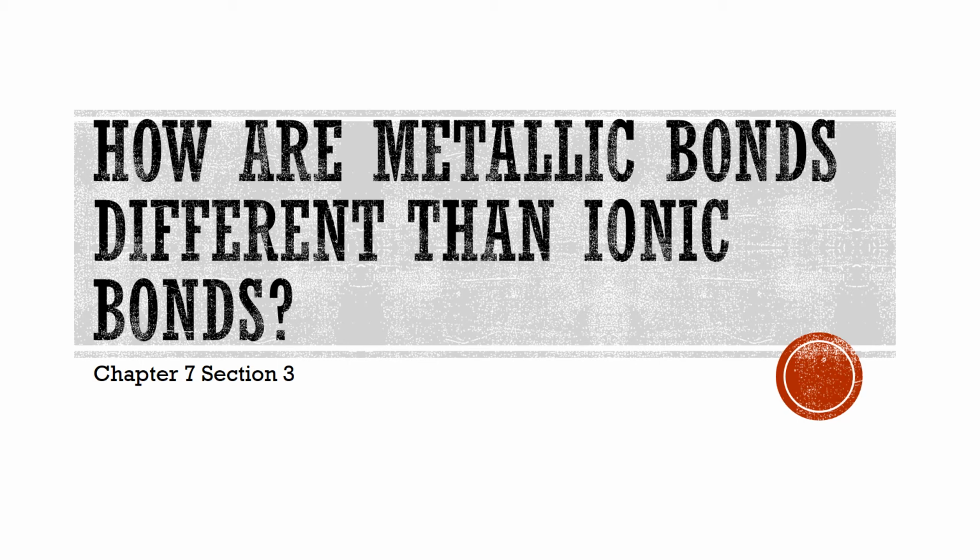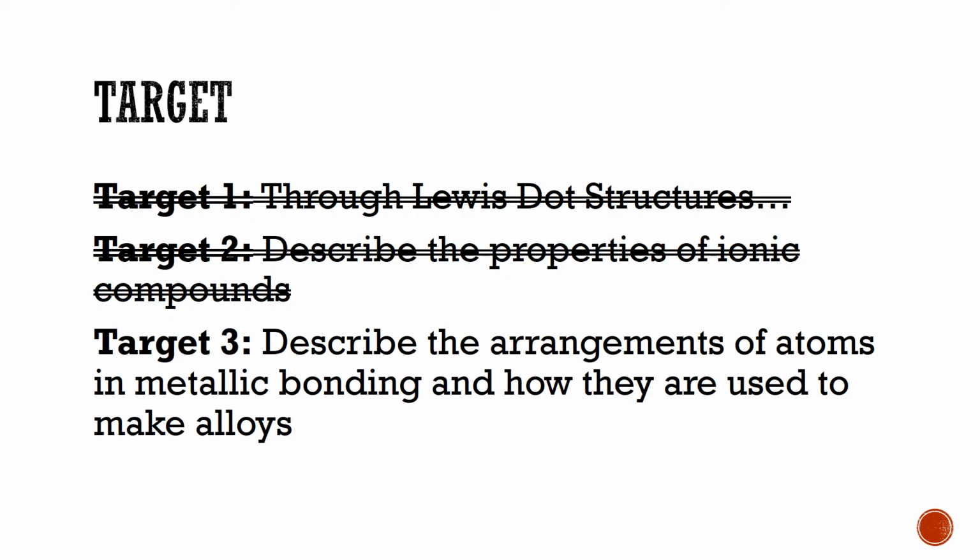Welcome to this video about metallic bonds and how they are different than ionic bonds. This is part of chapter 7 section 3. Now since this is a whole different type of bond, you don't really need to have watched the other two videos in order to do this one. So that's kind of good. But this video is working on target 3. By now we should have finished targets 1 and 2, and we're going to work on target 3, that's describing the arrangement of atoms in metallic bonding and how they're used to make alloys.